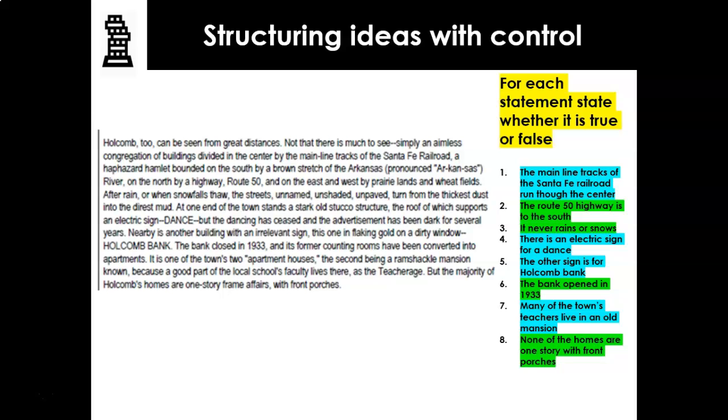Okay, so let's have a look. The mainline tracks of Santa Fe Railroad run through the centre. That is true. Tells us it's divided in the centre by the mainline tracks of the Santa Fe Railroad. So it's explicit. We can double check that quite easily.